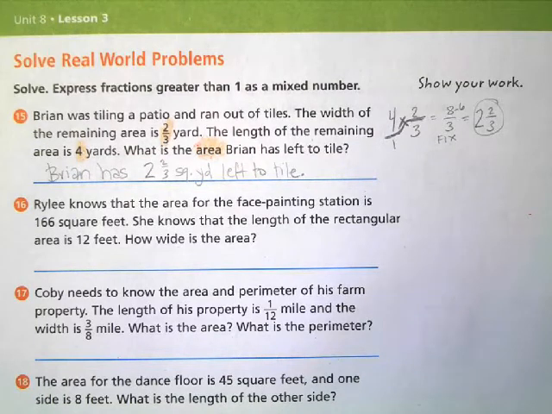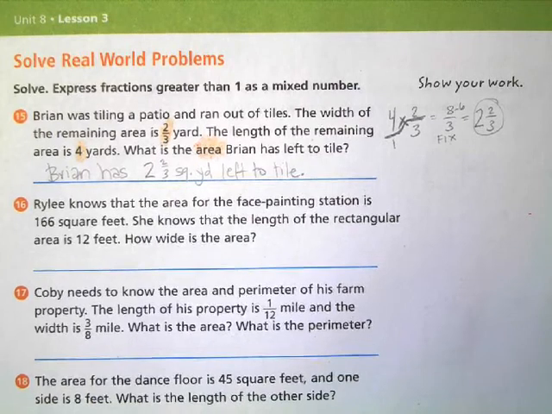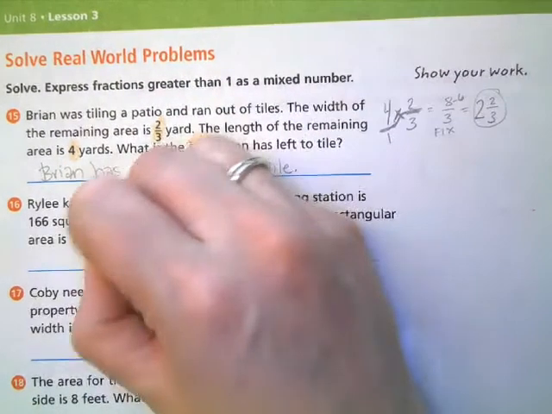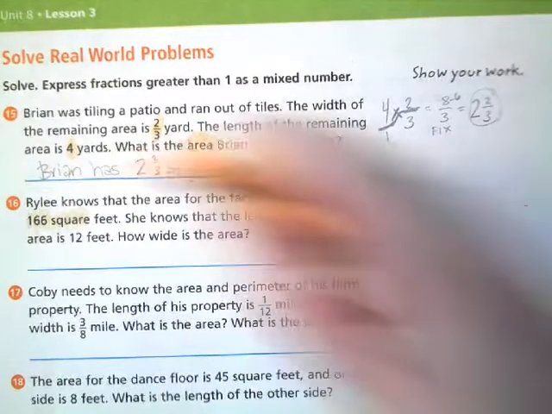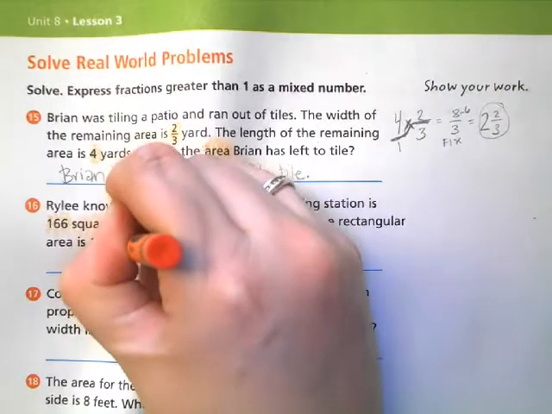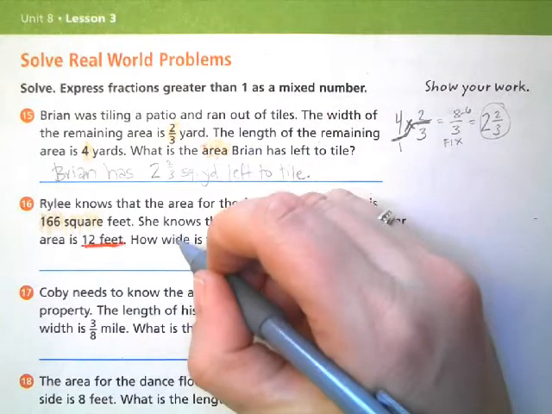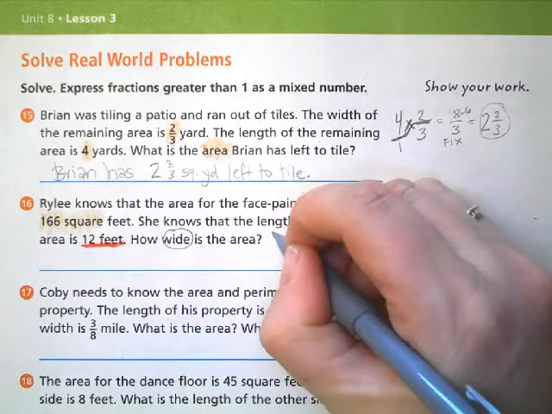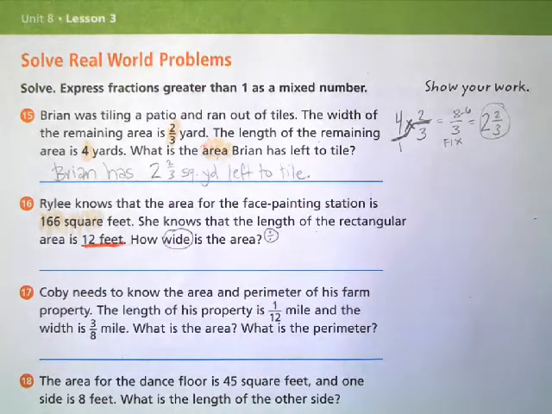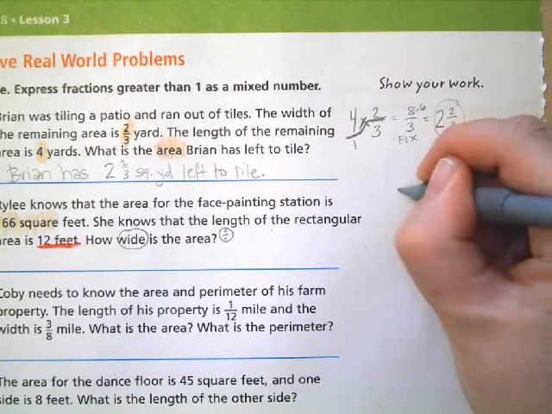Number 16. Riley knows that the area for the face painting station is 166 square feet. She knows that the length of the rectangular area is 12 feet. How wide is the area? So again, they gave us the area this time, and they gave us one of the sides. So what are we going to do to find the width? We're going to have to divide. So we take 166 divided by 12.